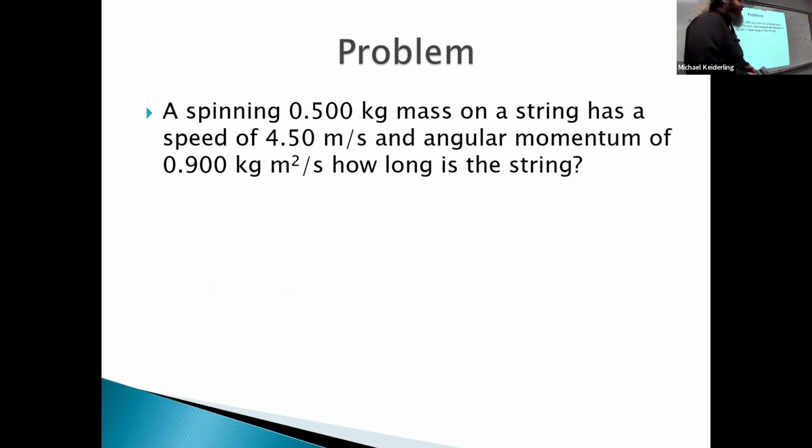So here, if you have a spinning 0.5 kilogram mass on a string, and it has a speed of 4.5 meters per second and an angular momentum of 0.9 kilogram meters squared per second, how long is the string? So if you have a mass spinning around like this, and you know the angular momentum, the mass, and the velocity, you want to know how long the string is.